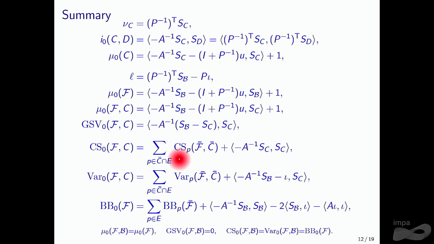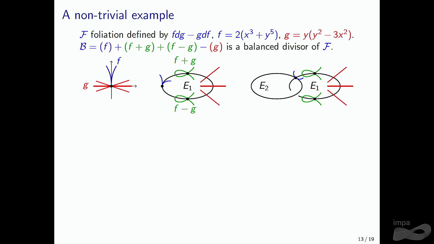And the formulas relating, when we apply all these things to the balanced divisor, we obtain canonical things. We present a non-trivial example to illustrate this kind of computations. It's defined by a foliation with a meromorphic first integral, f over g. G is a product of three lines. F is a cusp of weights 3, 5.